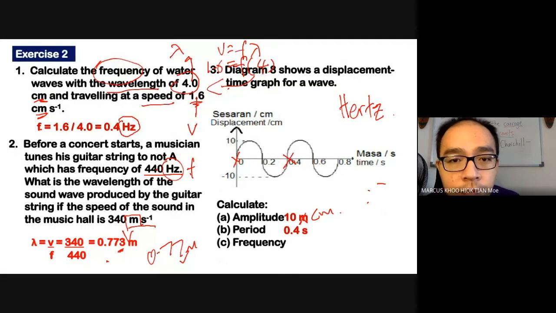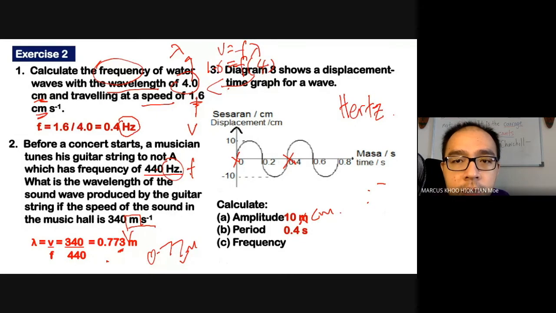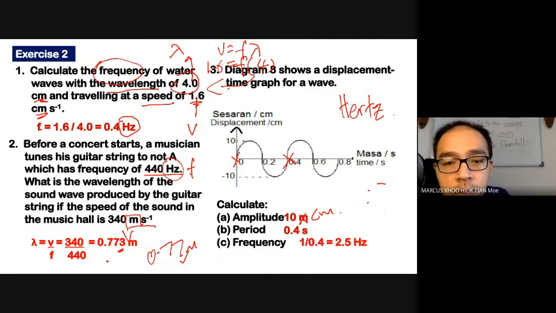All right, good. Frequency. Sorry, frequency is Steffi? 2.5 hertz. How do you get 2.5 hertz? 1 over 0.4. Okay, very good. 1 over 0.4, so it will be equals to 2.5 hertz.